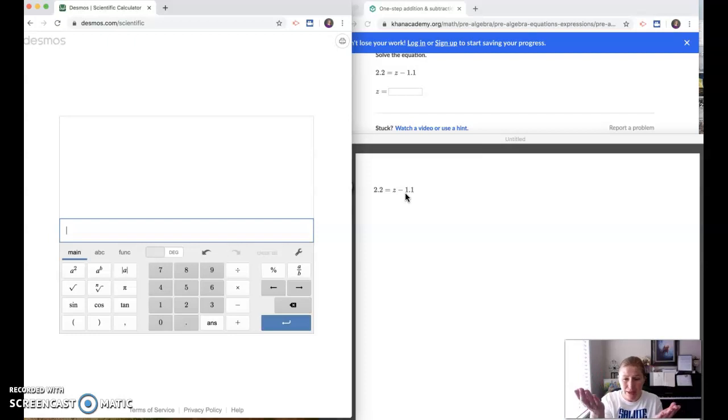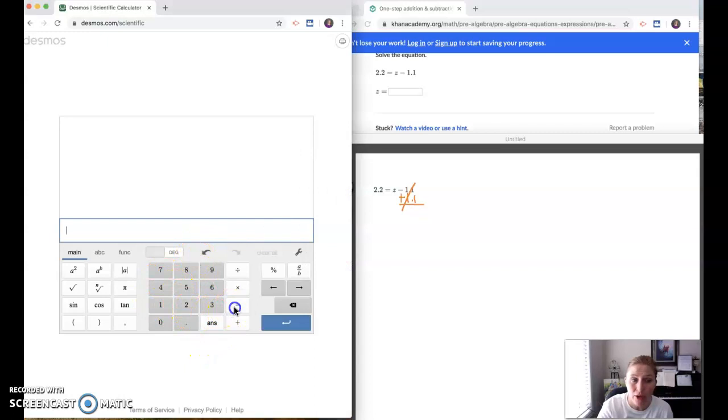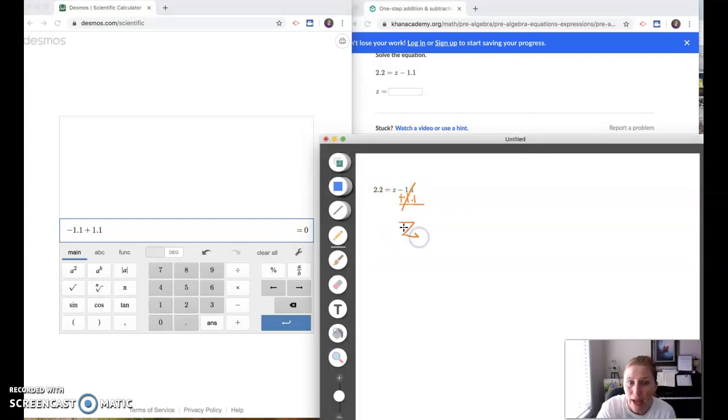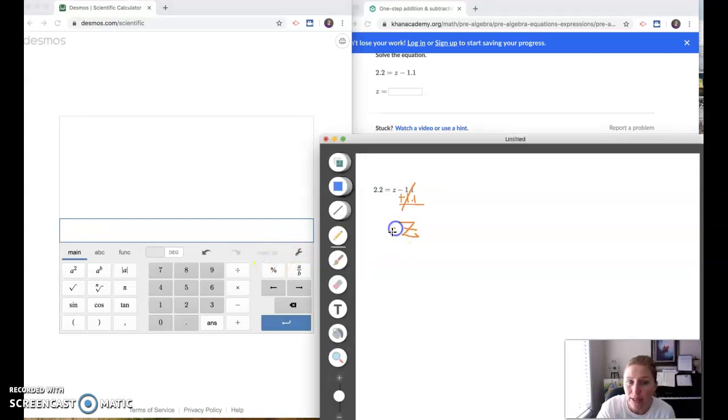If I do that to this side, I need to do it to the other side of the equation. So I'm going to add 1.1. Negative 1.1 plus 1.1 is 0. And if you want to check that over here on the calculator, you can. Negative 1.1 plus 1.1 is 0. And that's why I did it. I wanted to get that to be 0, so I just had Z left. So I have Z, and I'm going to make sure I do the same thing to both sides.